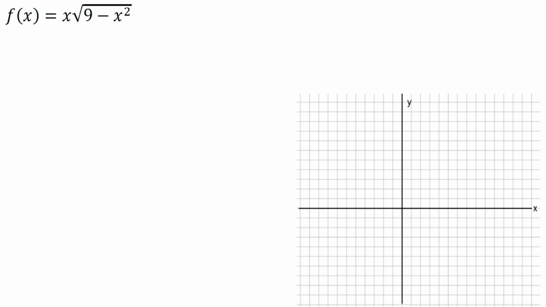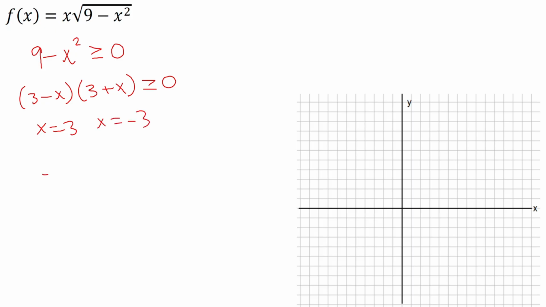All right, our next one here is x times the square root of 9 minus x squared. So we'll start off by thinking about the domain of this function. 9 minus x squared needs to be greater than or equal to 0, which means that 3 minus x times 3 plus x needs to be greater than or equal to 0, which means that my cutoff points here are going to be 3 and negative 3.